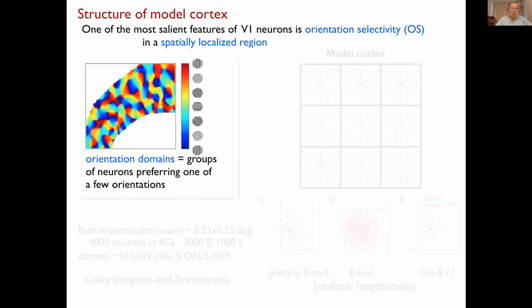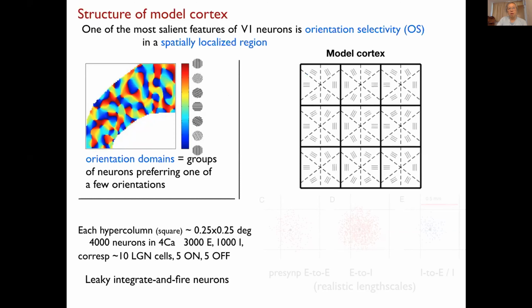Now, this is a picture of a real piece of V1. It shows that the neurons preferring the same orientation tend to be grouped together. These are called orientation domains. You will see the neurons preferring vertical colored red in this imaging map, and neurons preferring horizontal colored in this blue-green. So you see that they are grouped together. Okay, so that's a real piece of V1 cortex, and here's the model.